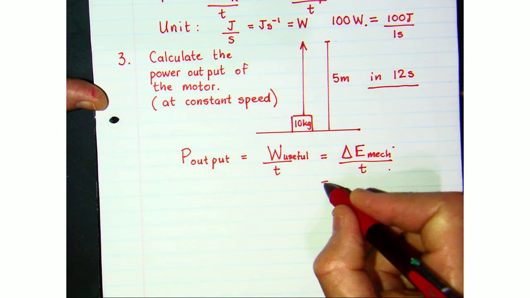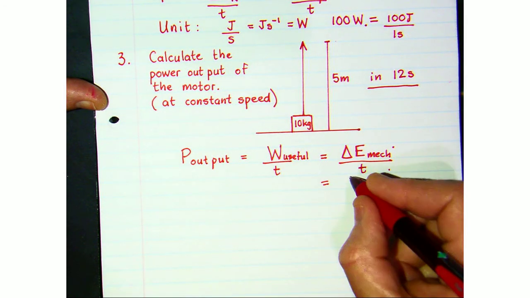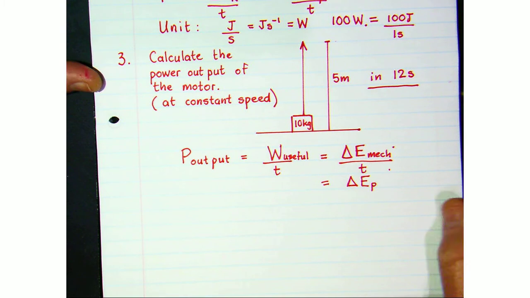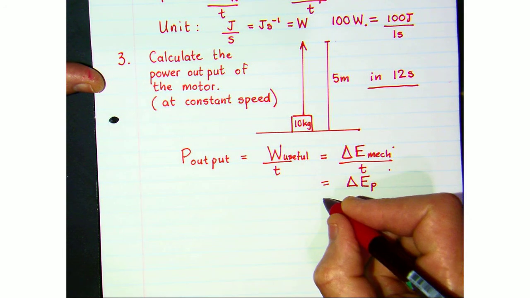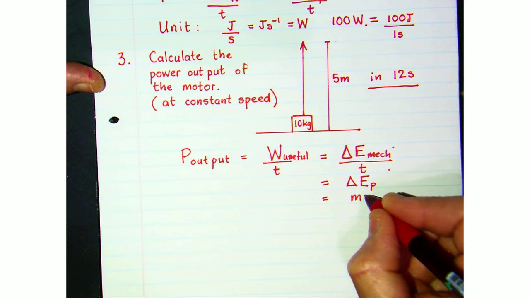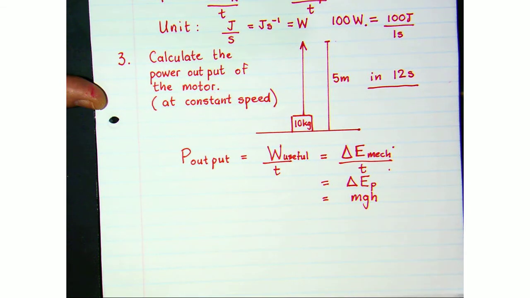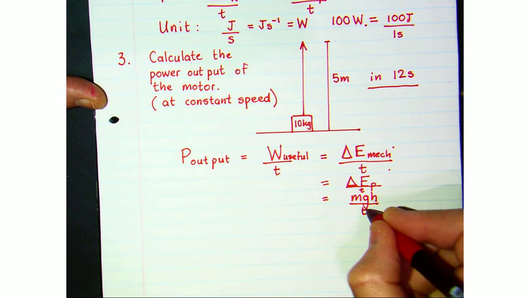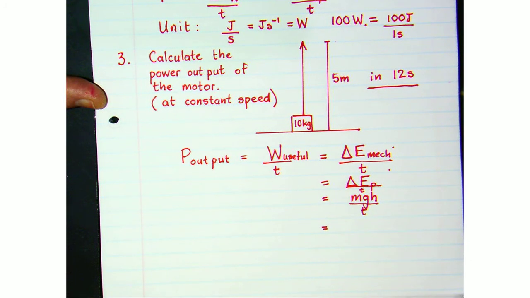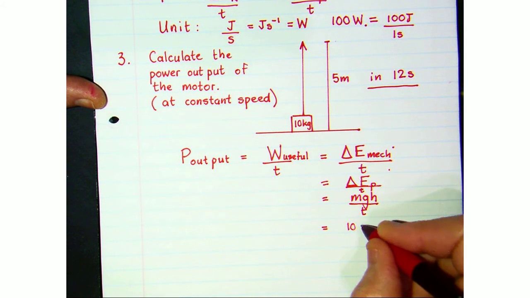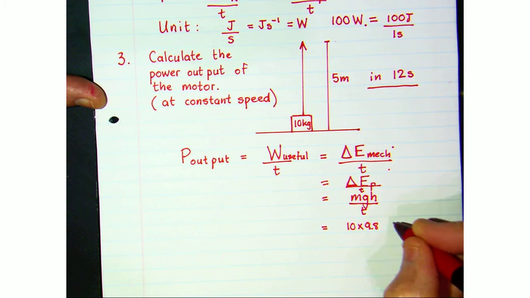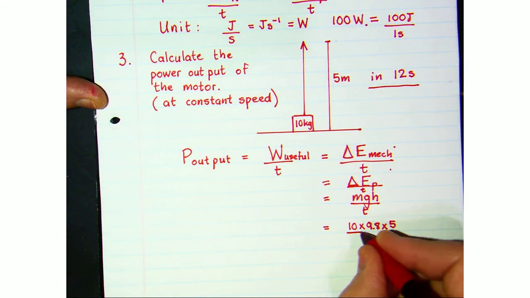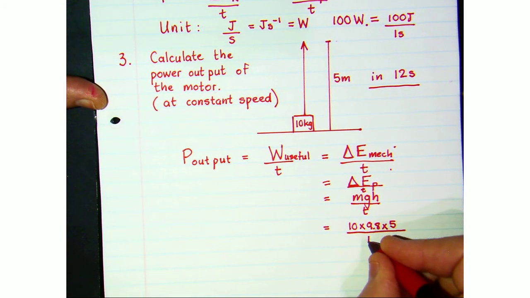So we notice that there's a change in potential energy because the load is being lifted, and that potential energy would simply be equal to the mass times the acceleration due to gravity times the height it reached. And we should be dividing by time here to get power. Okay, so the mass is 10 kgs, the acceleration due to gravity is 9.8, and the vertical height that this load was lifted through was 5 meters. And that was all done in 12 seconds.